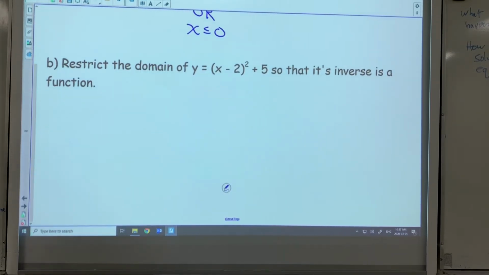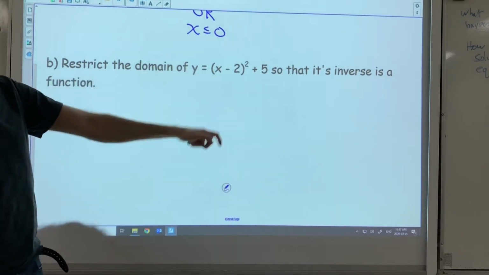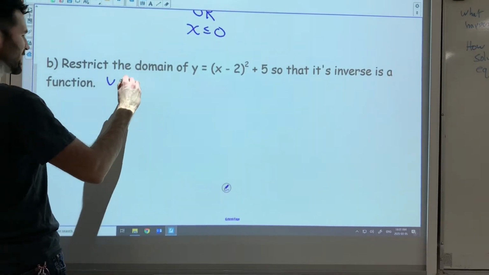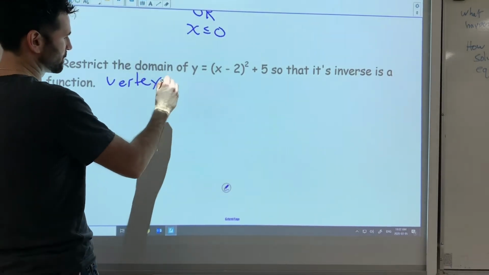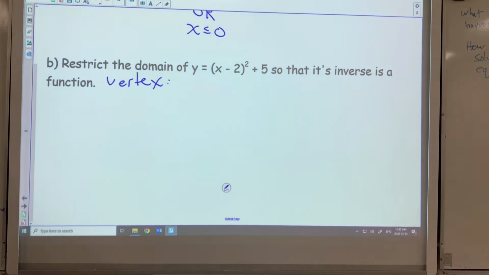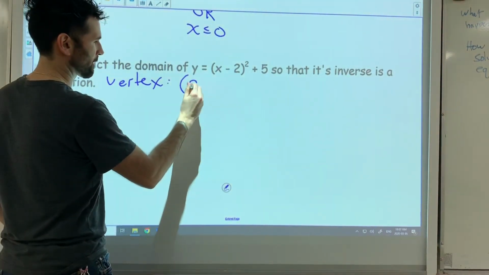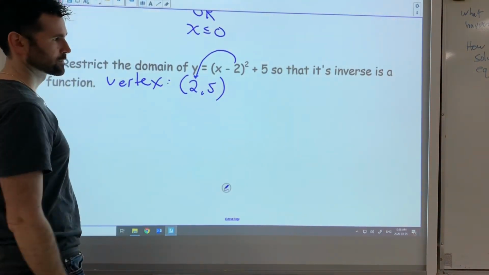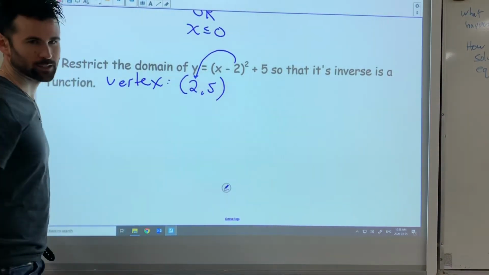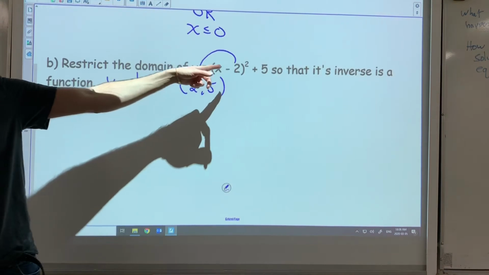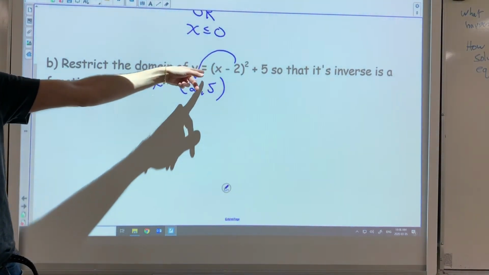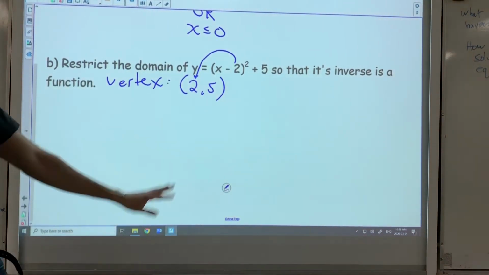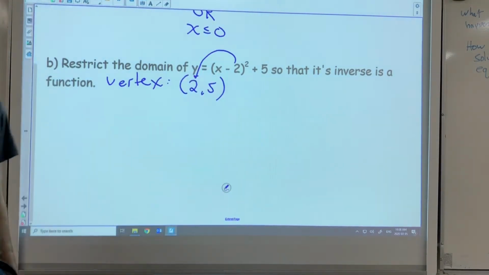How about this one? Restrict the domain of this one. So where is the vertex? And again, you don't need the entire thing, but you should be able to find it. 2 and 5. Right. Where did it come from? Well, this is the x value of the vertex, and this is the y value of the vertex for this particular function. If there was an a value here, then it would be different. But they will never give you anything very complicated.